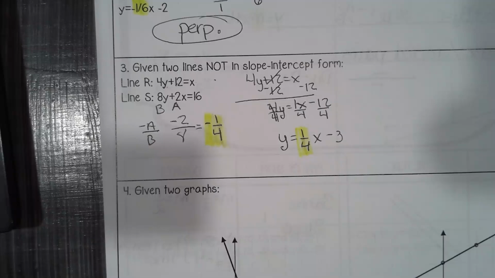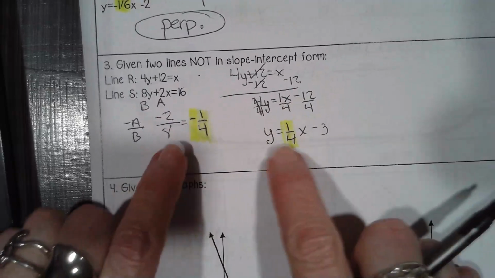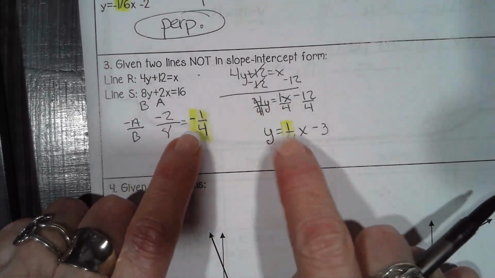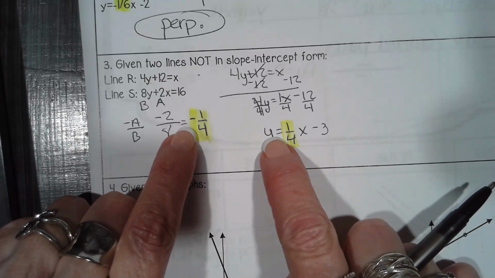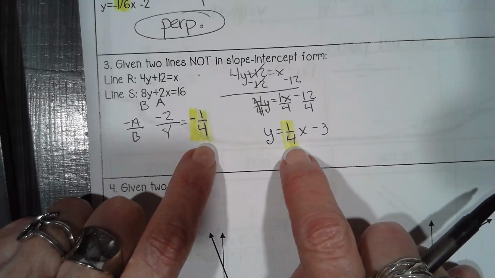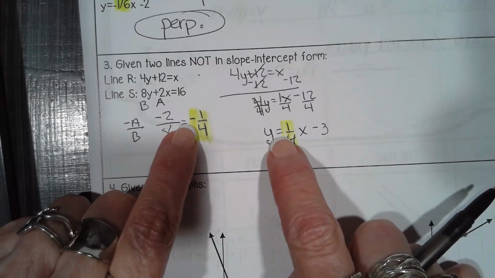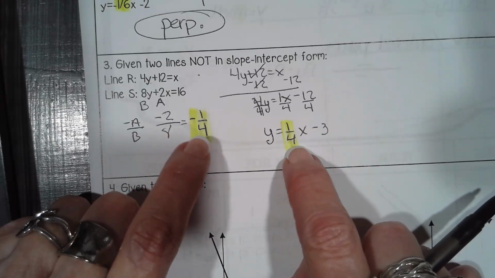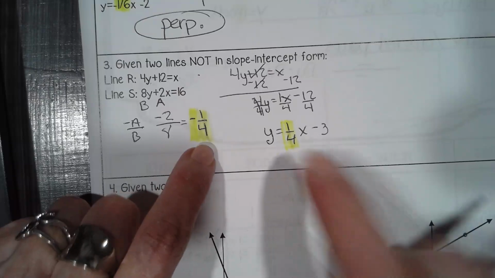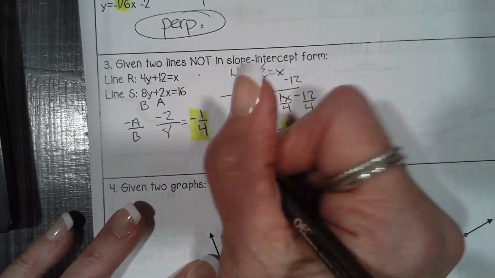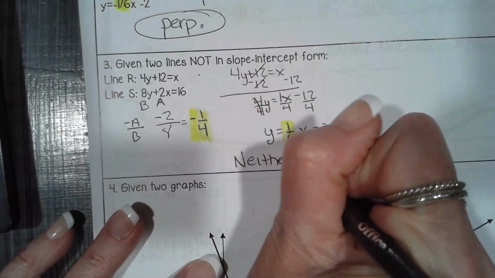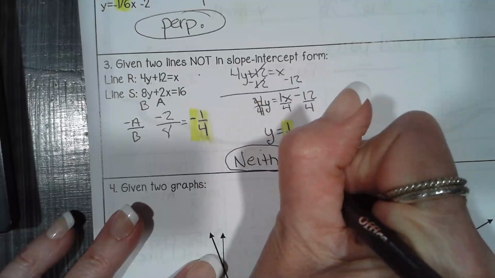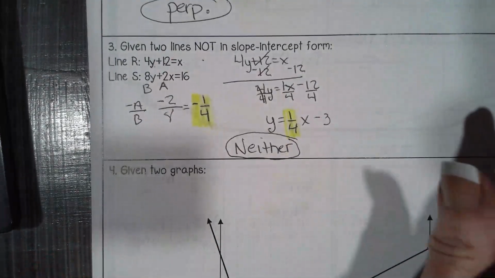We need to be very careful here. These are opposite signs, but they are not reciprocals. So because the signs are opposite, they cannot be parallel, and they are not reciprocals. The fraction has not been flipped, so they're not perpendicular. So the answer is neither, meaning they are neither parallel nor perpendicular. They're not either one of those.